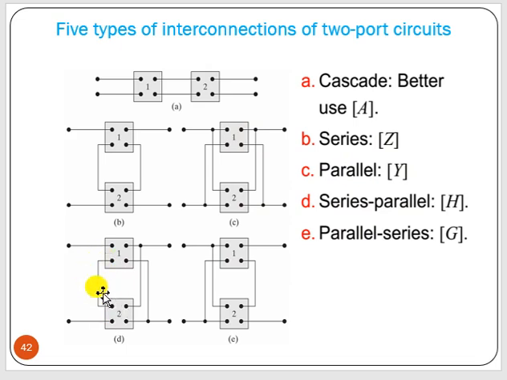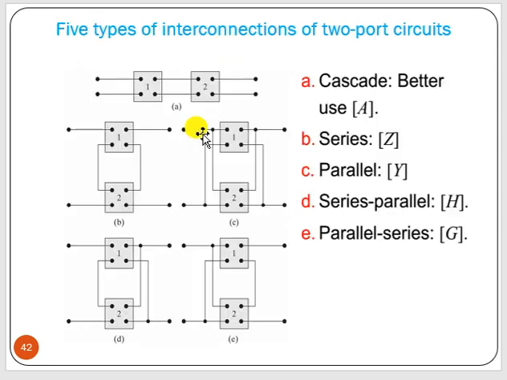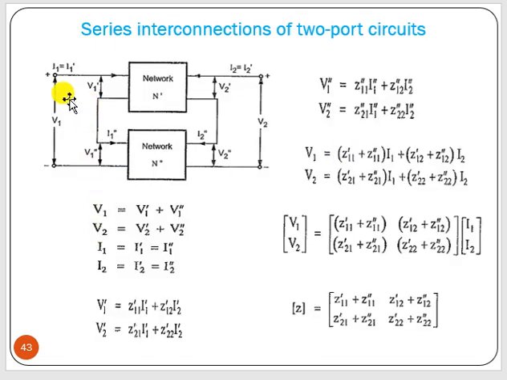Series parallel. So the first part is series connection, the second part is parallel connection. Okay, that is, the H parameter is better for series parallel, and parallel series, that is the first port is connected in parallel, the second port is connected in series. That is better for the G parameter for the analysis part. Now say for a two port network, if it is series connection, okay, then we have cascade, series parallel, parallel series. Let us take the series example. Now in the series example, we can see that the second terminal of the first port is connected to the first terminal of the second port, for the input port, and the output port also the same thing. Okay, that is the series connection.